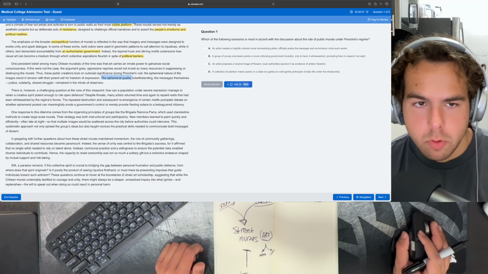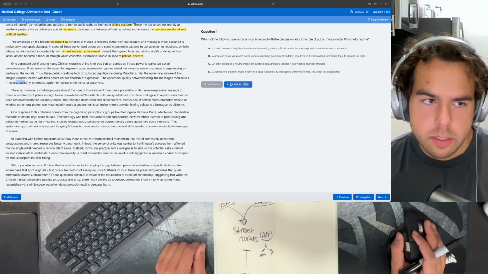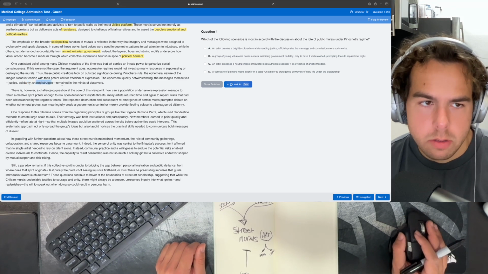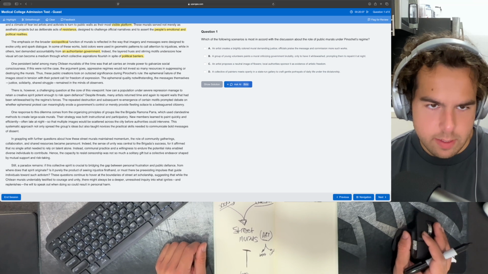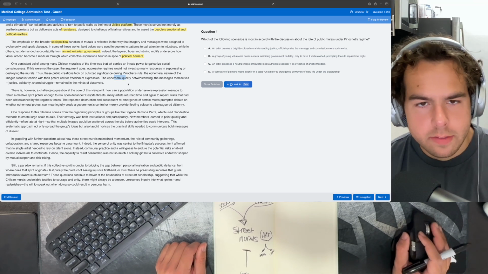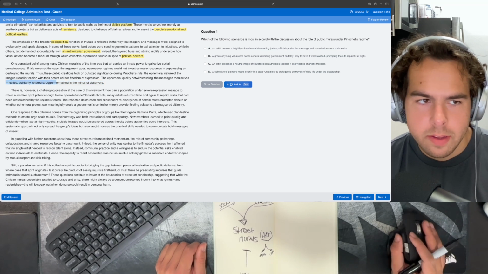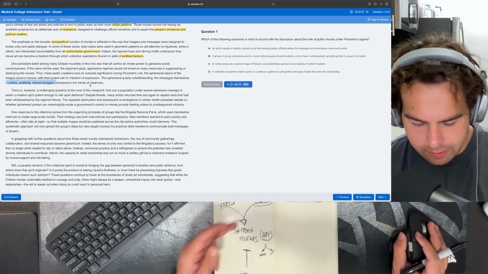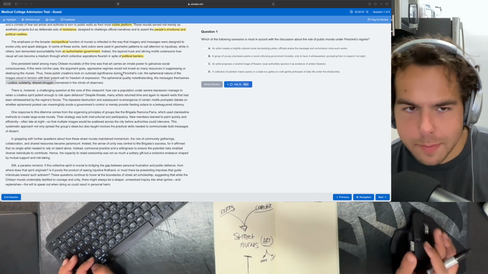Let's keep going. The ephemeral quality notwithstanding, the messages themselves, justice, solidarity, and shared struggle, remained in the minds of observers. Essentially, this is saying that the people who viewed this art felt these collective ideals. Once again, on the mind map.